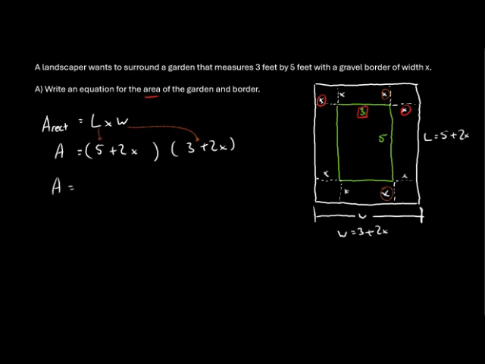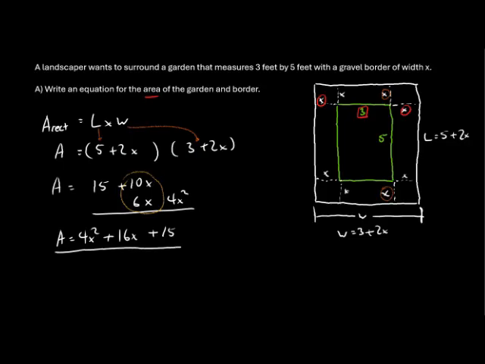When we multiply, we'll take 5 times 3 for 15, 5 times 2x for 10x, 2x times 3 for 6x, and 2x times 2x for 4x squared. Then we combine our like terms. Our area will then equal 4x squared plus 10x plus 6x is 16x plus 15. This will be our polynomial model for the area of this garden.